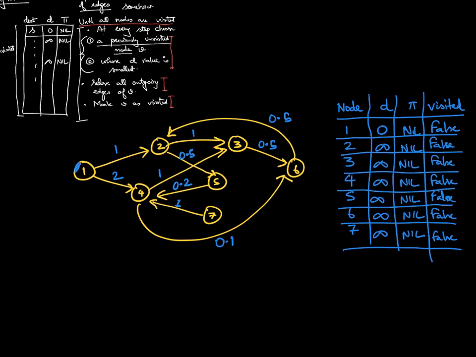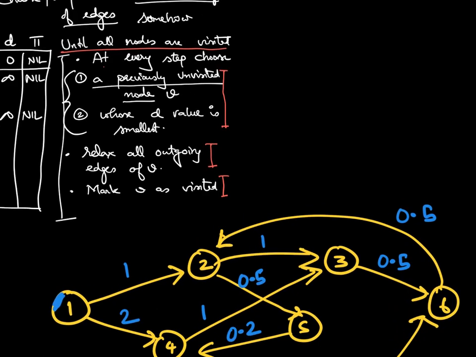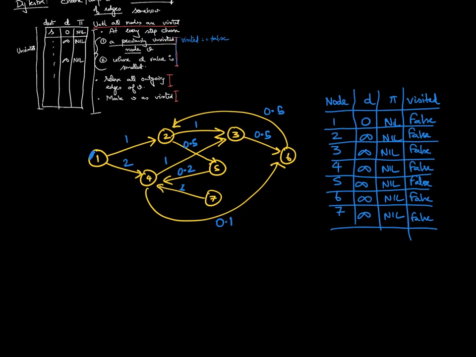All right, with that said, how does the algorithm start? Until all the nodes are visited, at every step choose a previously unvisited node, so visited must be false, with the smallest d value. Which node is that? In the very first step, I'm going to choose node 1, whose d value is 0, which is the smallest. Then relax all outgoing edges of 1. When I do that, I relax 1 to 2, and I relax 2 to 3.